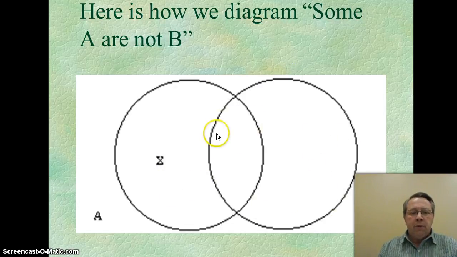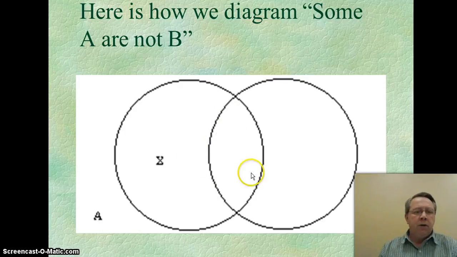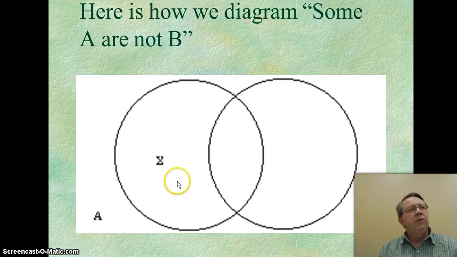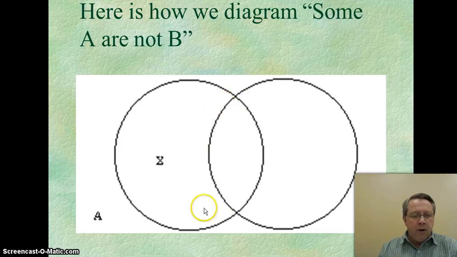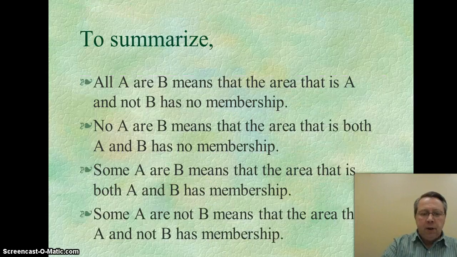The B circle represents the mothers. All mothers are females, but that's not what we're focused on. We're focusing on the females that are not mothers. So this would be the membership from here over. Instead of shading, we put the X. This is the membership that is female but not mothers, so we use an X for membership.